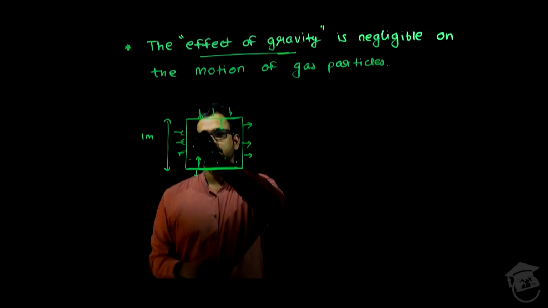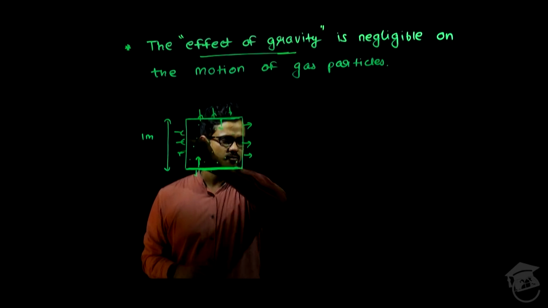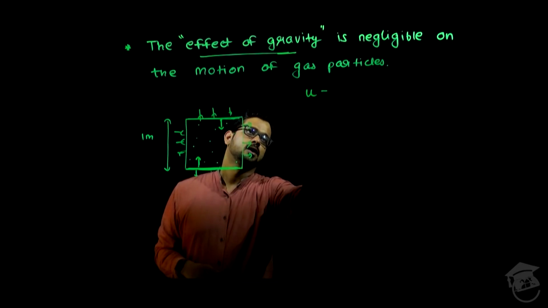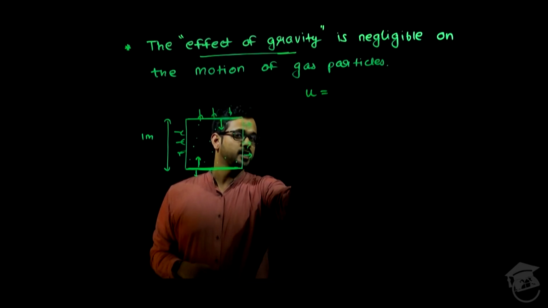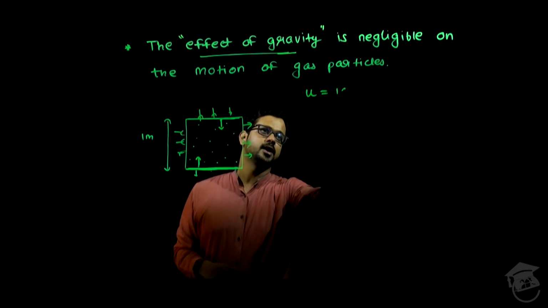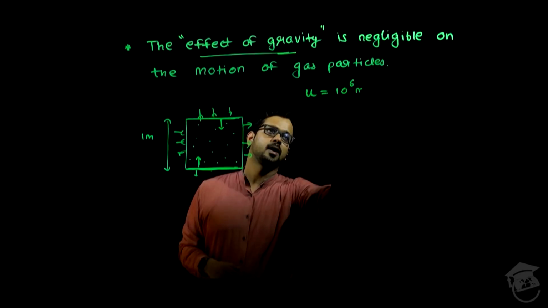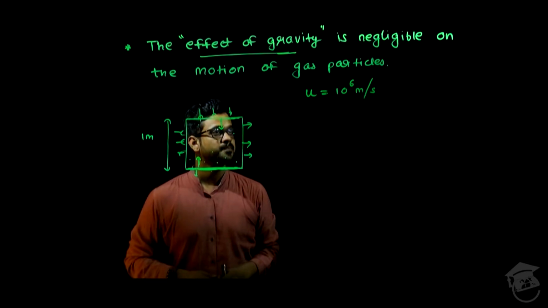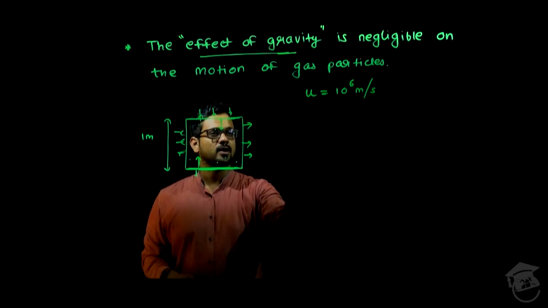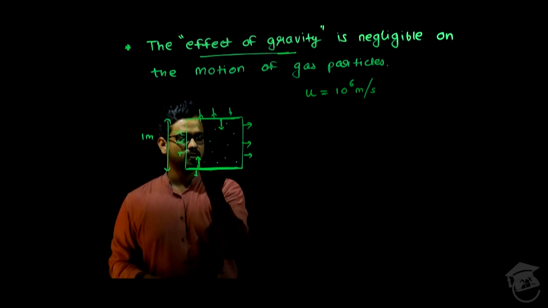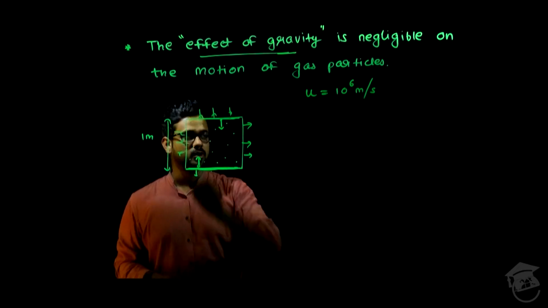So suppose this container, which I had already said has a height of 1 meter, and let's say the speed of the gas particles, I'm just sharing some numerical data with you, is in the range of 10 raised to the power 6 meters per second. This is the approximate speed with which the gas particles move. So if we carry out some rough calculation, let's say, what is the time needed by this particle to reach from the bottom to the top?